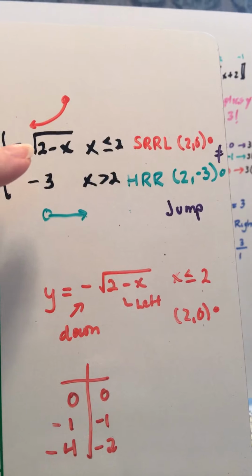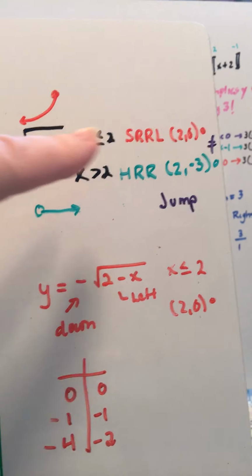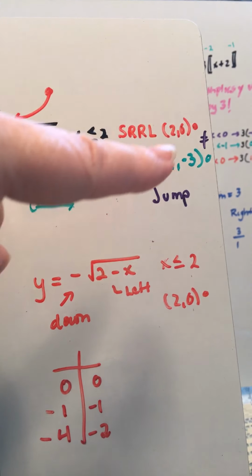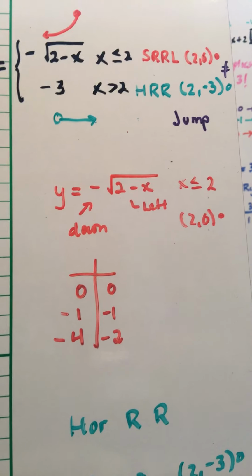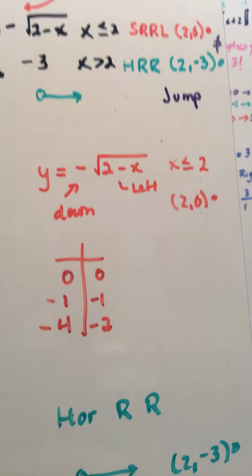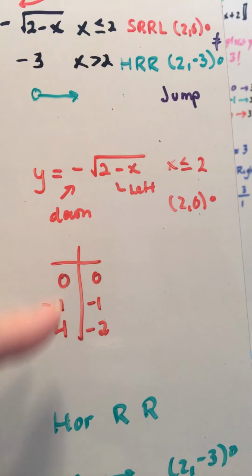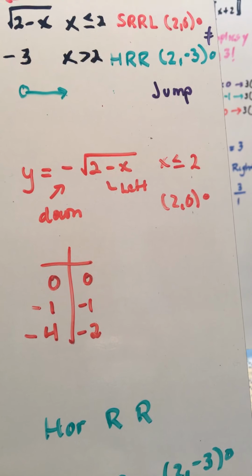And so we will notice that my square root is opening left and down. It's closed. My horizontal ray is going right. I see the y values don't match. It'll be a jump. I made my square root table. Since the x is negative, these are negative. Since the y is supposed to be negative, the y values are negative.